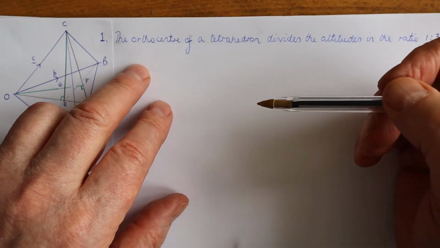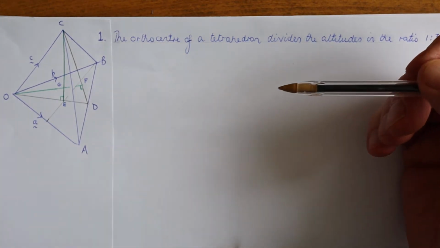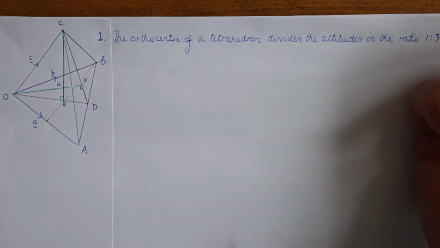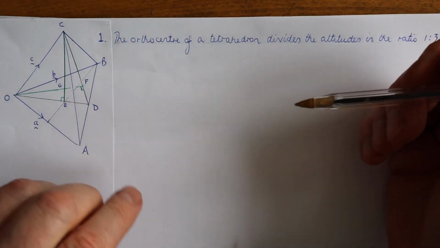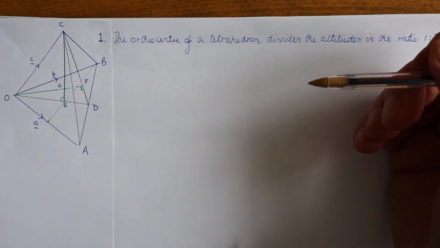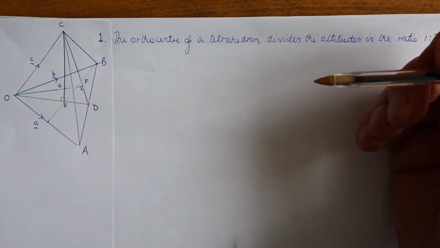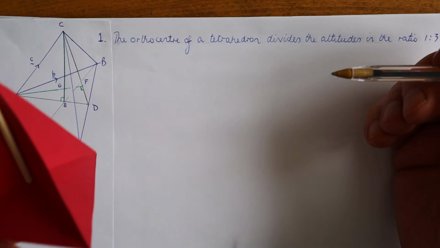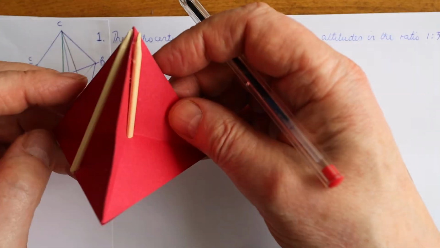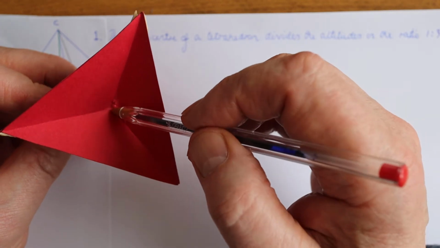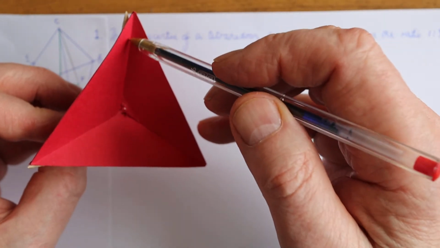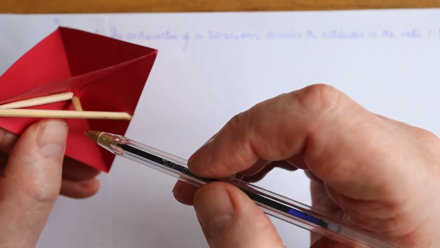Now we're going to show that the orthocenter of a tetrahedron divides the altitudes in the ratio 1 to 3. And this is the first part, and we're going to be using vectors in order to prove this point. What do we mean by the orthocenter? The orthocenter is this point in the middle, where the altitude comes down onto this point here.